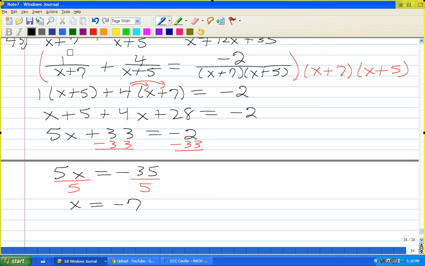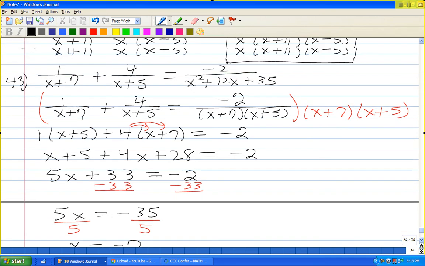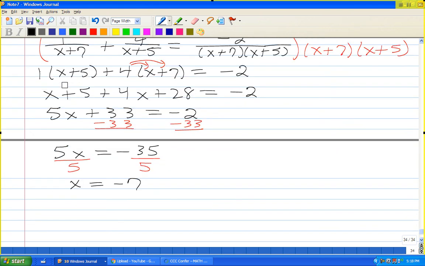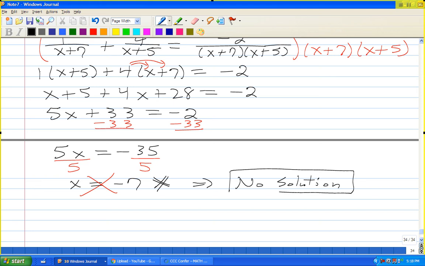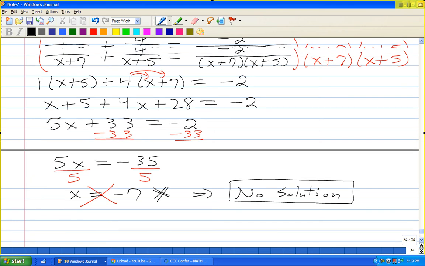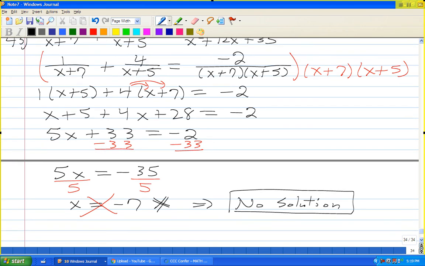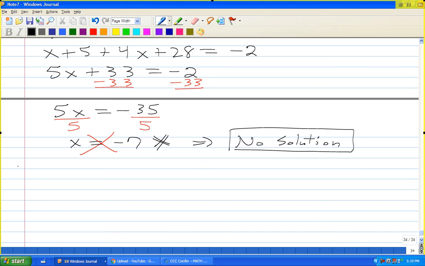But when x is negative 7, if you look in the original problem, I'm dividing by 0. So that's a contradiction. So this is not a solution. So in this case, it means that there is no solution to this equation. The only possible solution was an extraneous solution. So there's no solution to this particular problem. Let me do problem number 44.